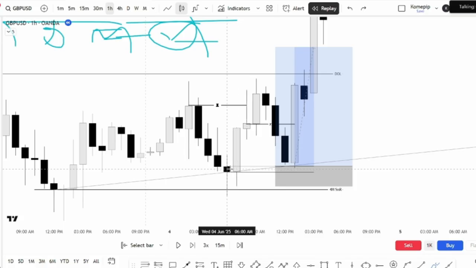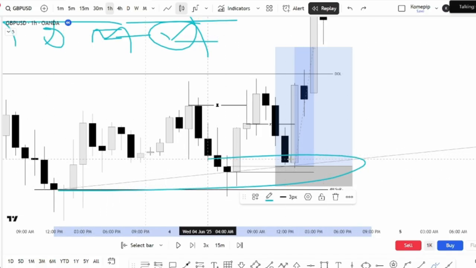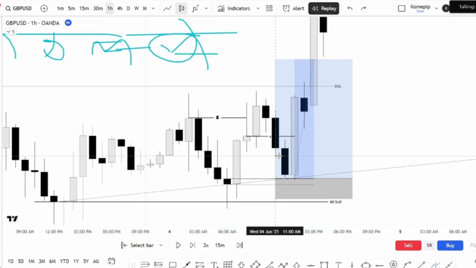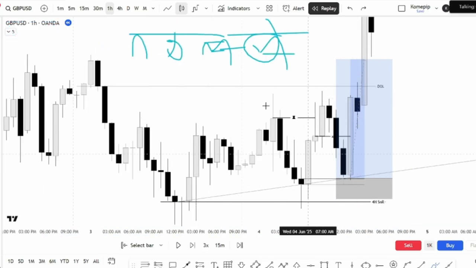Then when you have a trend line confluence, it's even better. You have a trend line confluence there, it's better. So that's exactly the blueprint. If you can stick to this, of course you can be able to catch good trades.